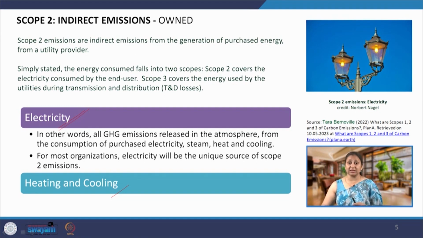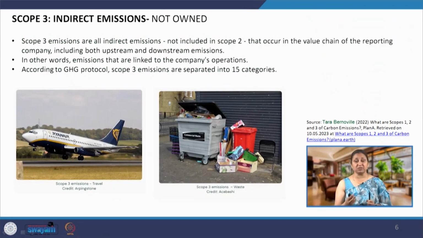Now, you might be thinking that a company's processes release far more emissions. There are so many processes that emit greenhouse gases. Where do they go? The remaining indirect emissions go in scope 3 emissions, which are from resources not owned by the company, not within my organizational boundary, but where I am taking the products, the manufactured goods, as raw materials into my industry.